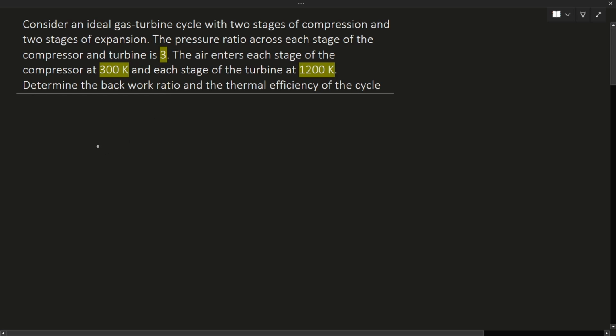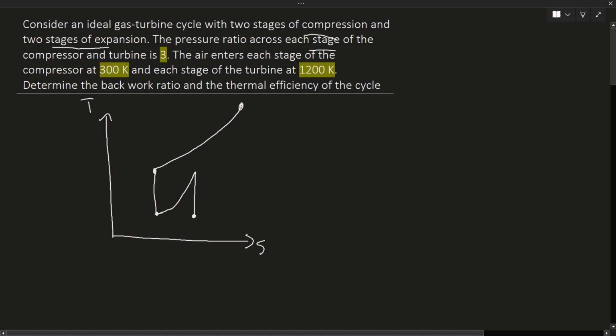So first thing you do when you have a Brayton cycle problem is you draw your TS diagram. No questions asked. Well, first of all, here we could see that it's a two-stage, okay? First read your question and then you draw the TS diagram. Here we have two stages of compression and expansion, so it's going to look something like this. Up here and over here. Back over here.